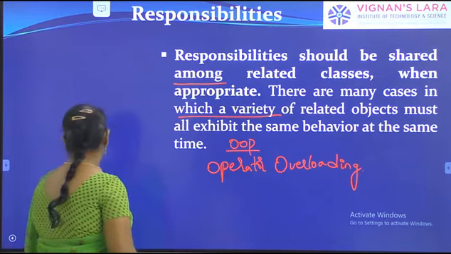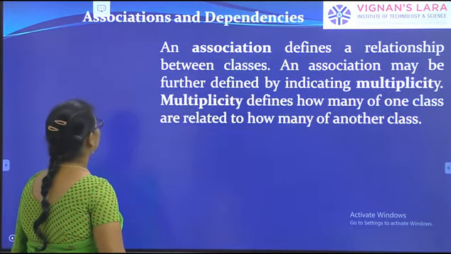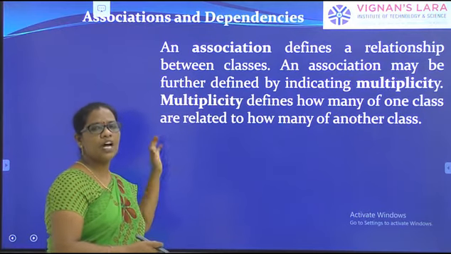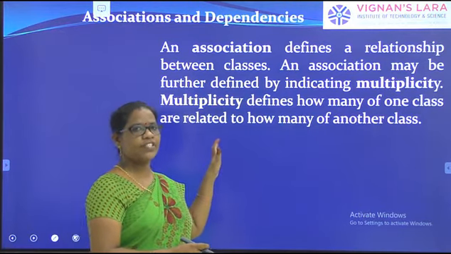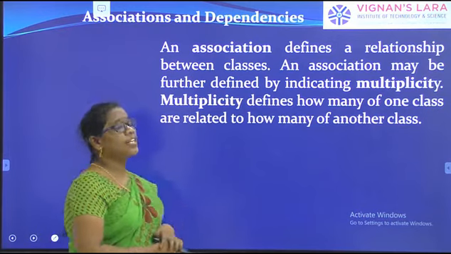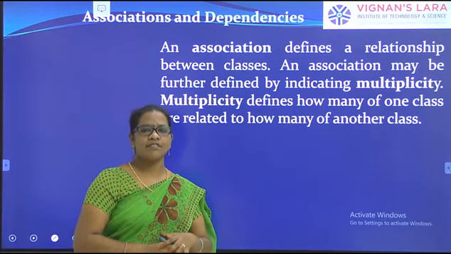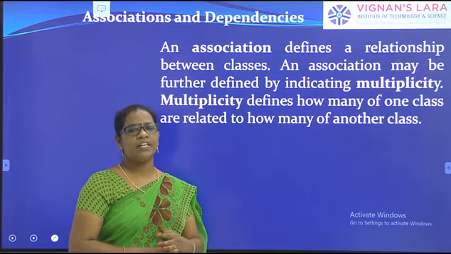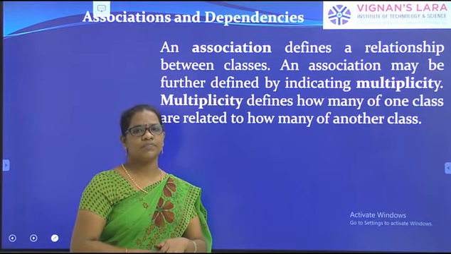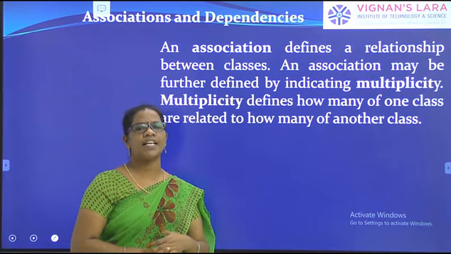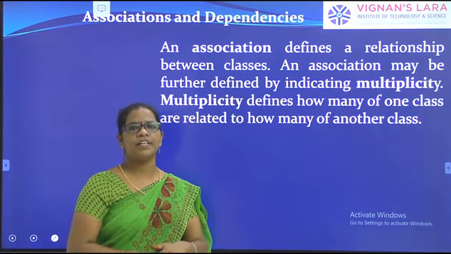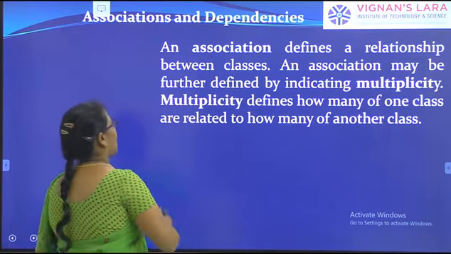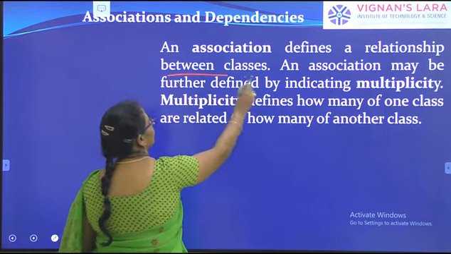Okay, and next, associations and dependencies. Up to now we have completed the CRC. Next, coming to associations and dependencies. What is an association? What are dependencies? Without associations and dependencies, the class diagram can't be drawn. In order to represent the relationship between two classes, associations and dependencies play an important role. An association defines a relationship between the classes.